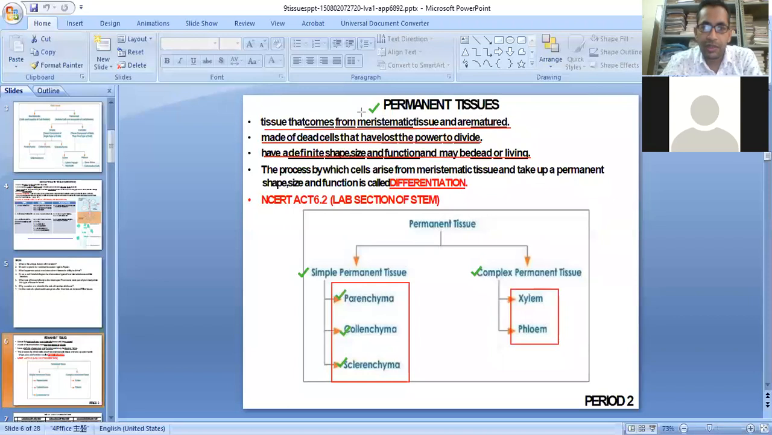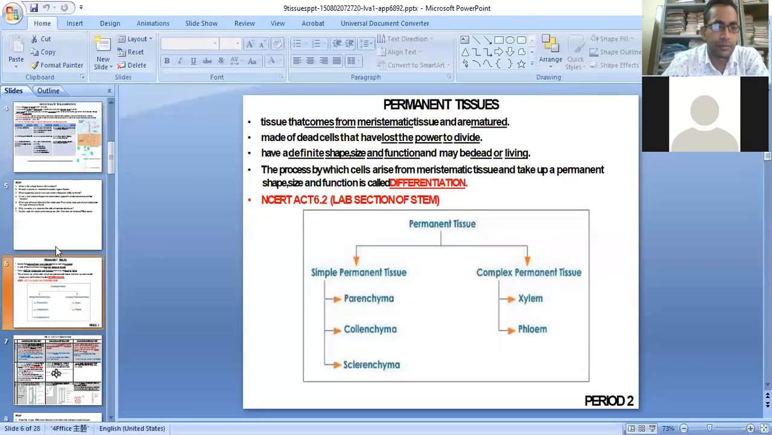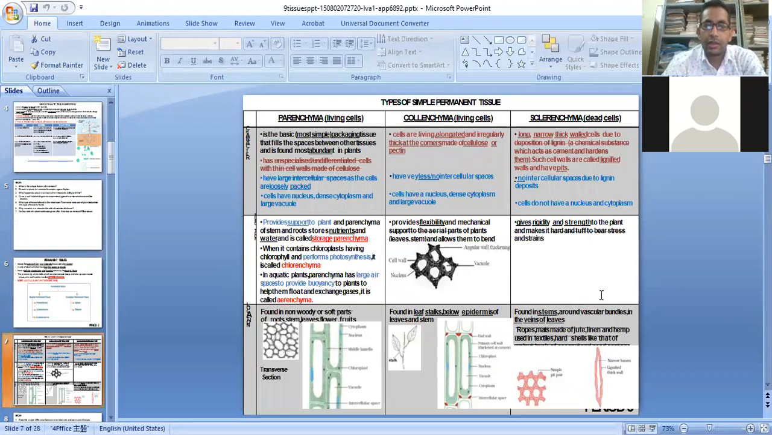And these are made up of meristematic tissues. The process by which these cells arise from meristematic tissues and take up a permanent shape, size, and function is called differentiation. So this is there. Moving next. Let us see this next slide.